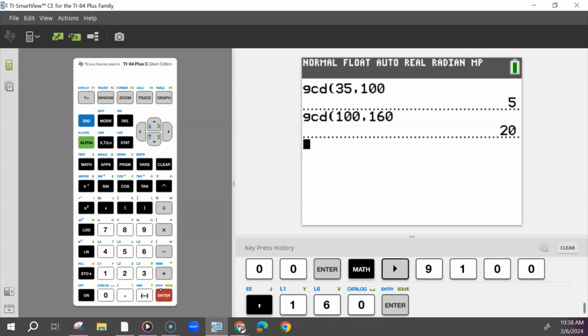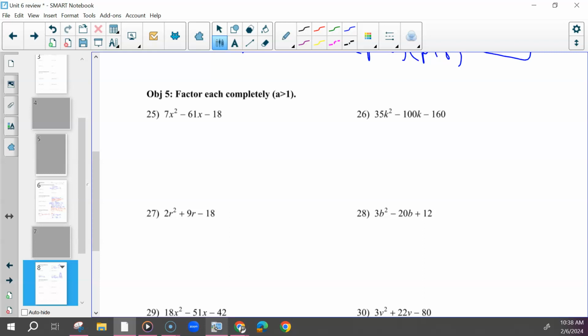So between these two, 5 goes into 20, so it's going to be 5. So I can divide each of these by 5.